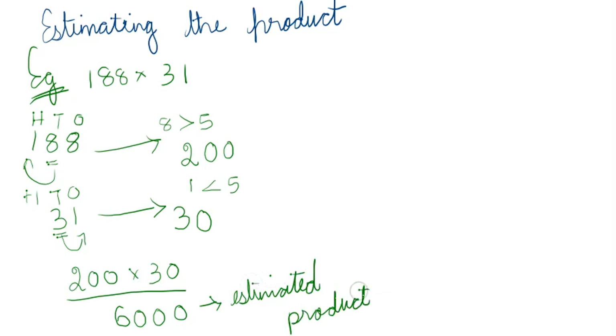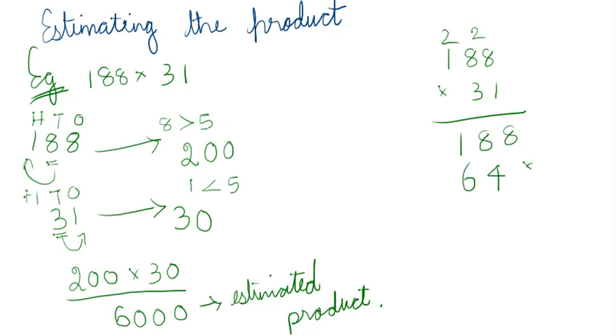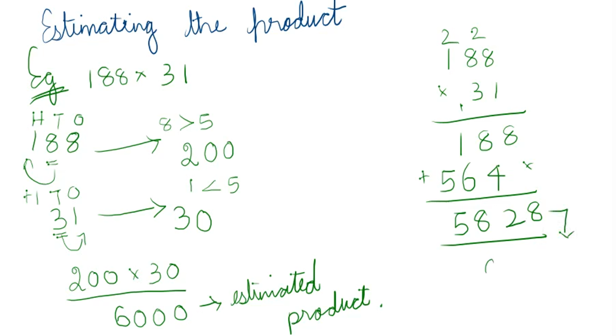So again, for the verification purpose, we'll just multiply 188 by 31. So 1 8s are 8, 1 8s are 8, 1 1s are 1, and 3 8s are 24, 3 8s are 24 plus 2, 26, 3 1s are 3 plus 2, 5. So when you add, you get 5,828, which is your actual product, right?